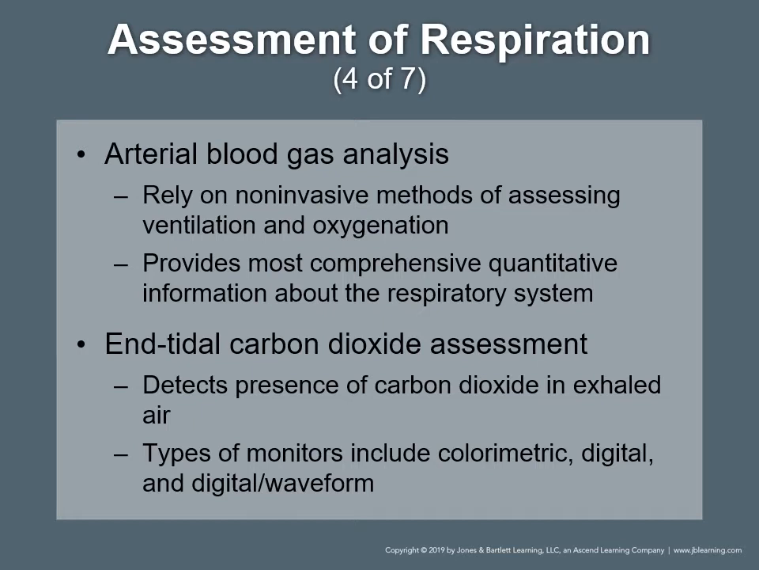Arterial blood gas analysis. This relies on non-invasive methods of assessing ventilation and oxygenation. Analysis of arterial blood gases, or ABGs, provides the most comprehensive quantitative information about the respiratory system. Normal ABG values are summarized in Table 11.6. To maintain normal ABG values, a balance between alveolar volume and perfusion of the alveolar capillaries must be maintained.